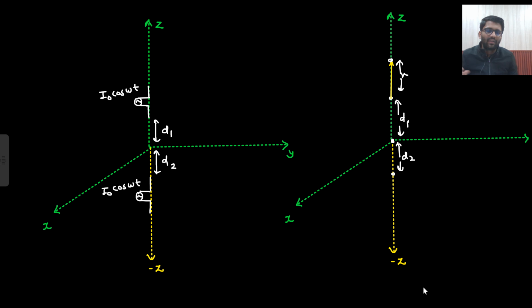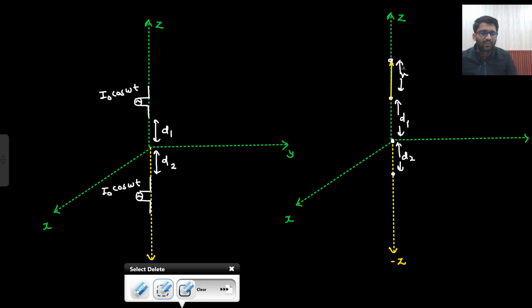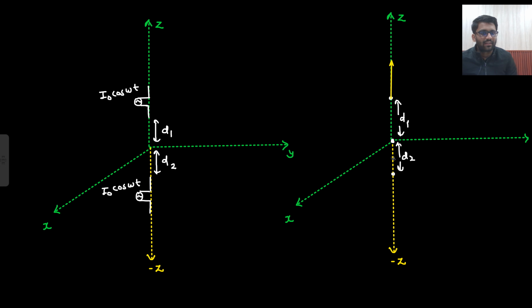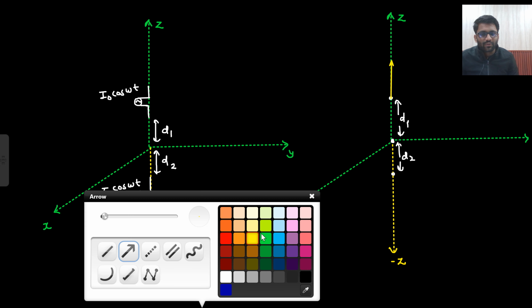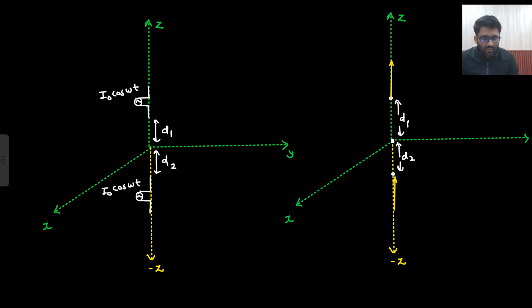Are you getting my point? At d1 distance my antenna is starting, that's it. At d1 distance my antenna would start, so don't think about the length of the antenna. And the other thing, if this arrow I am showing upward, this arrow also I will show upward only. So this is my other antenna.